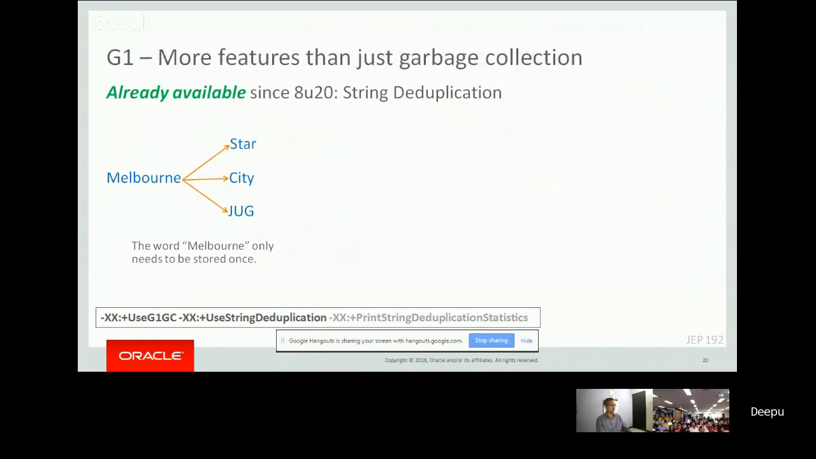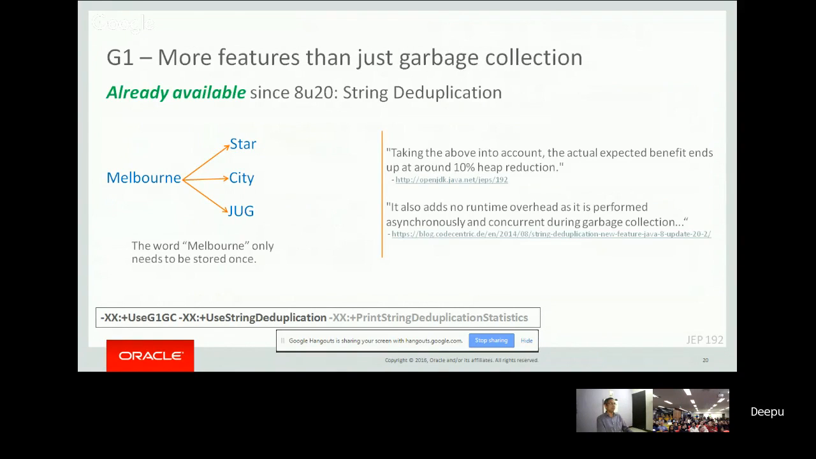Now again, with G1, it's not just about garbage collection. In Java 8 update 20, Java introduced string deduplication. Look at the strings on the left side: Melbourne star, Melbourne city, and Melbourne jug. These are three different words, but when the JVM looks at it, it finds that Melbourne is a common word. It's just like string intern, but with string intern you have to find the repeating words, whereas string deduplication will do it for you.